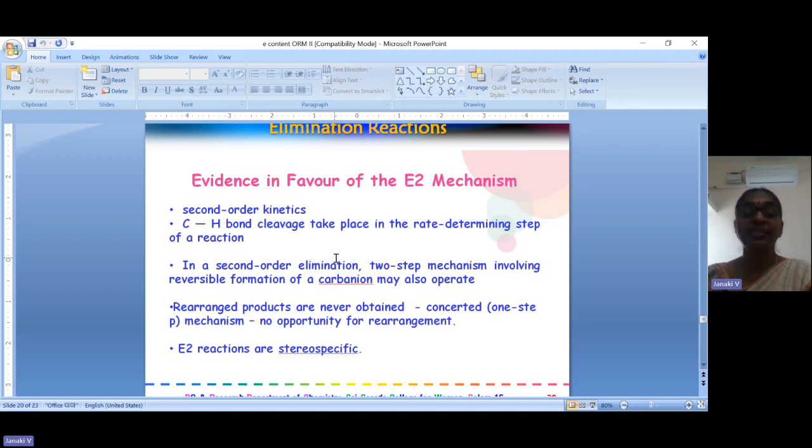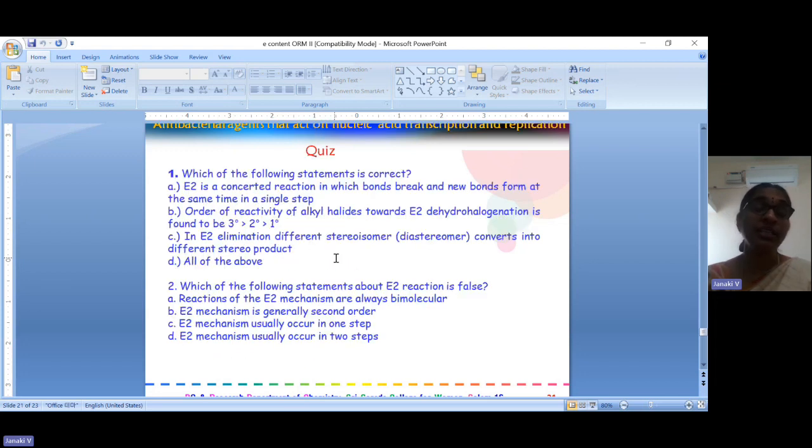And then the E2 reactions are also stereospecific. So far we have seen what are all the elimination reactions and what are the mechanisms, and then the E2 mechanism, examples, and then kinetics, and then stereochemistry and evidences in favor of this reaction. Now let us see some quiz questions related to these elimination reactions.